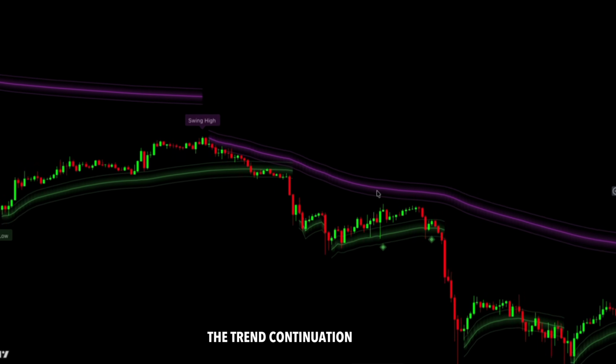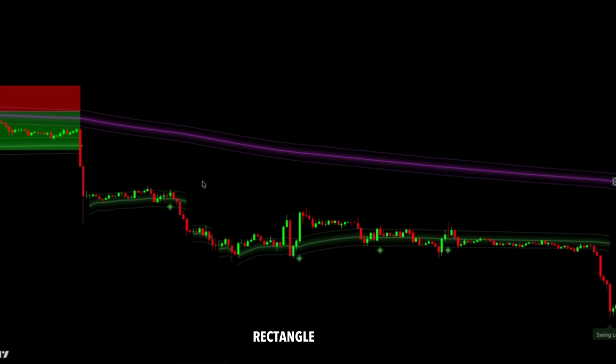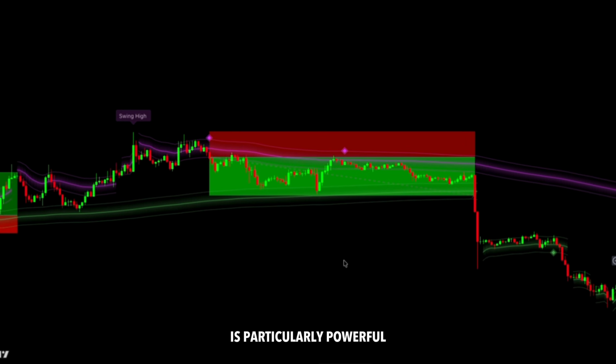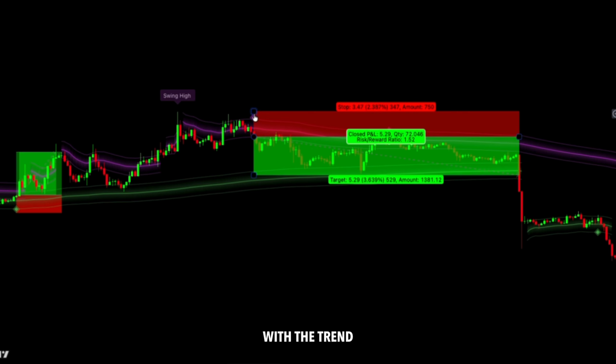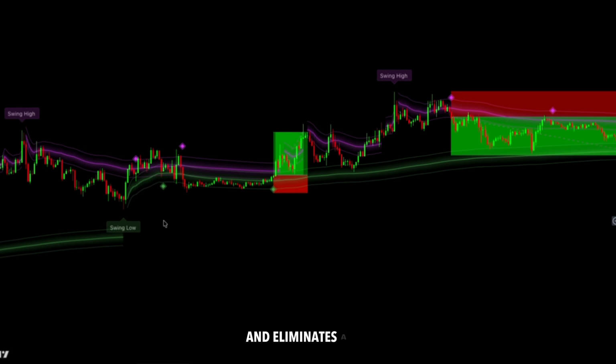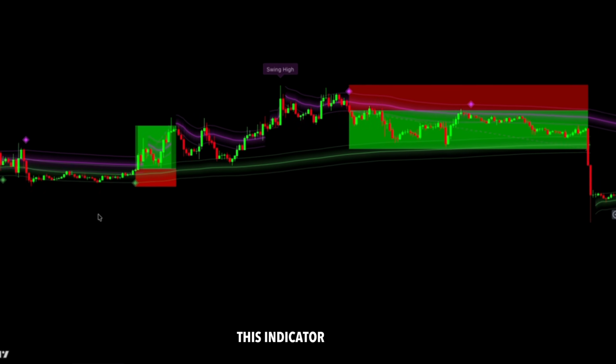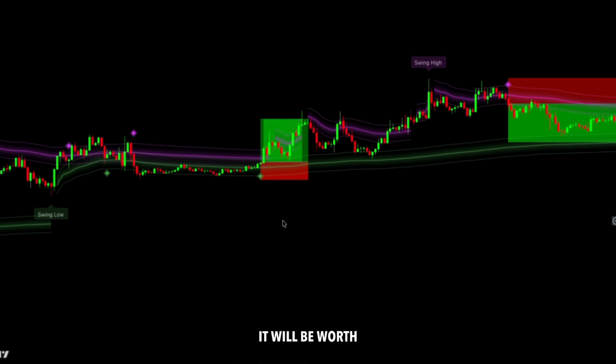The trend continuation strategy, where you wait for swing confirmation and then enter on rectangle signals, is particularly powerful. It keeps you trading with the trend, gives you clear entry points with favorable risk-reward, and eliminates a lot of the guesswork that plagues most traders. If you only use this indicator for that one strategy, it will be worth it.